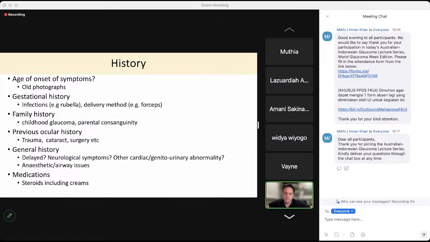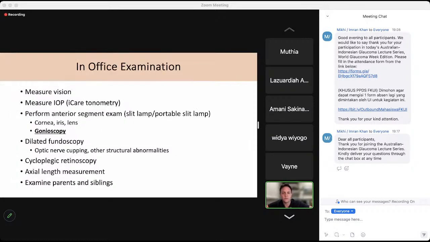So once we've taken a history, then what do we do? Well, the goal is essentially to try and establish a diagnosis, or to get in your mind whether this is most likely to be a congenital glaucoma or an infantile glaucoma in the office. Certainly you can get a lot out of children from an office exam, but it is a bit limited, and it obviously depends on the compliance of the child and the available equipment that you have.